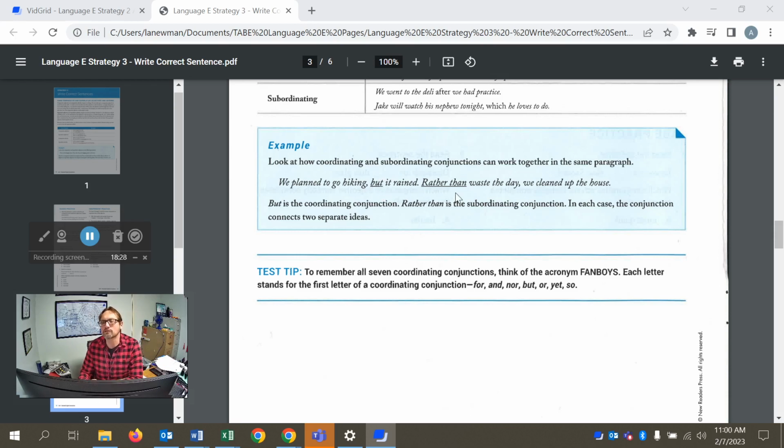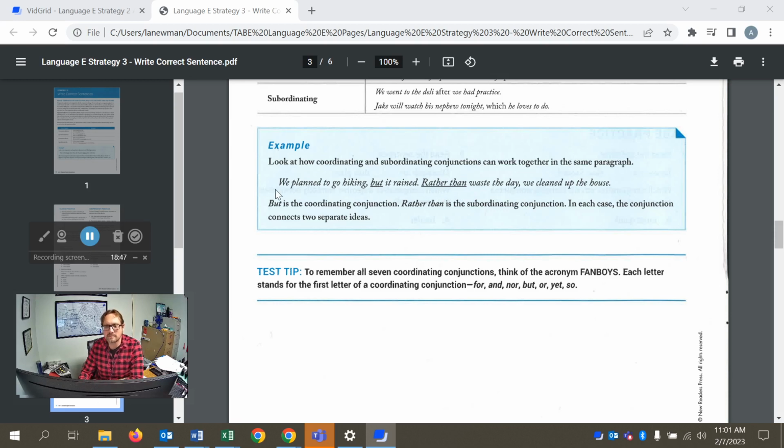Okay? Rather than waste the day. So, rather than is a subordinating conjunction that starts off this clause, waste the day, but connects with we cleaned up the house, an independent clause.